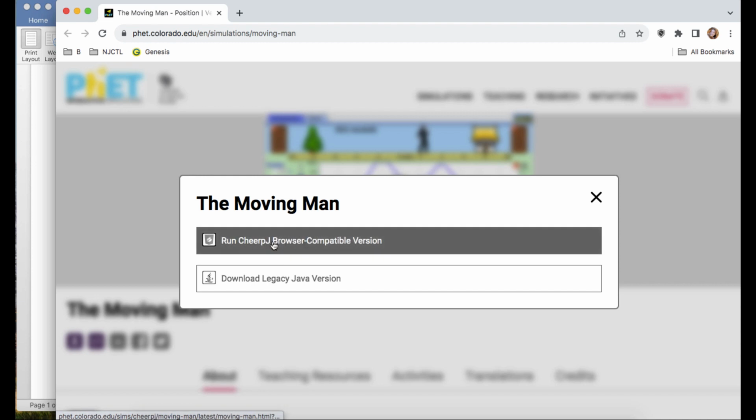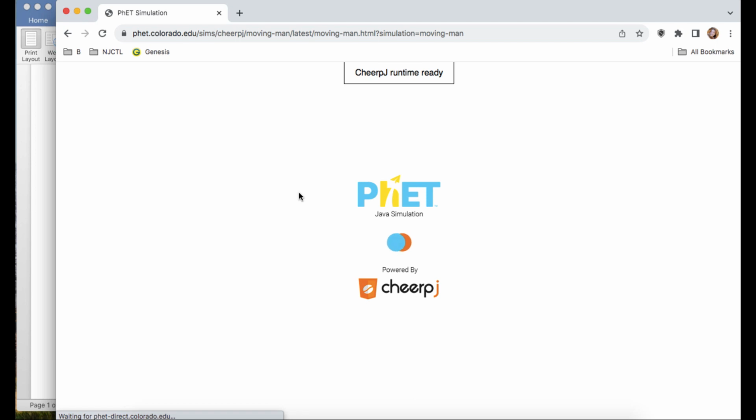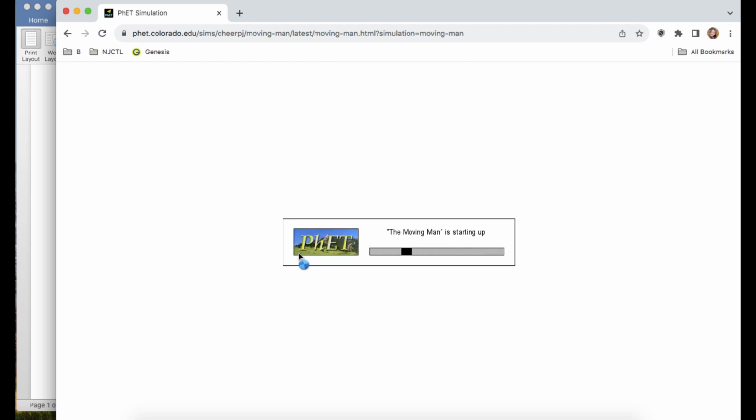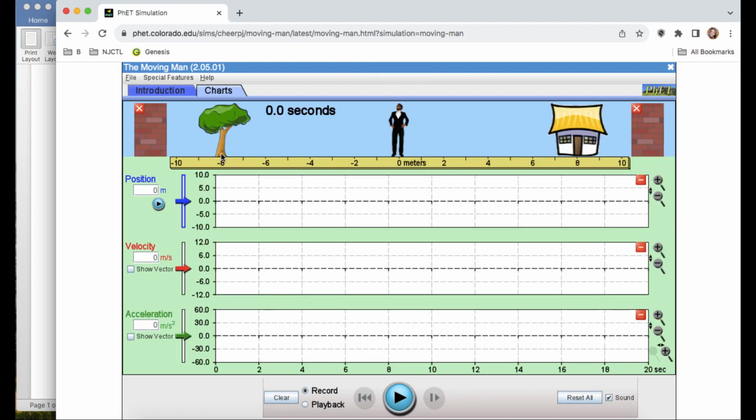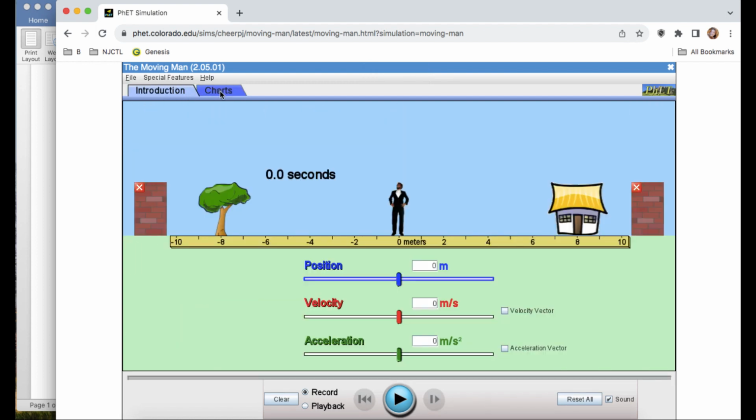I'm just going to run the Chirp J browser compatible version, so it will take a little bit to load. So I'll just wait for that. All right, starting up. All right, so here's our simulation. Here's where you're going to click if you want to see the graphs, which is what we will want to do.